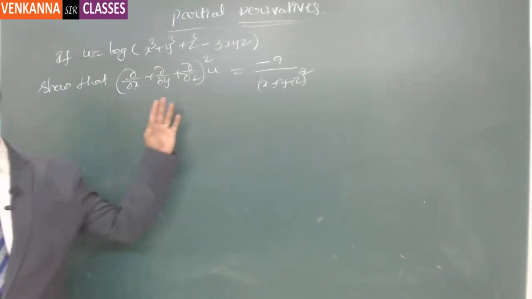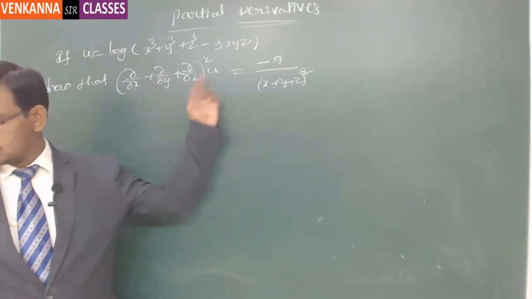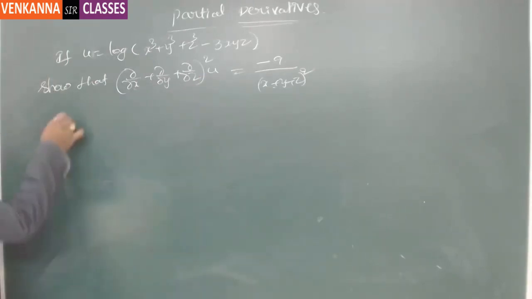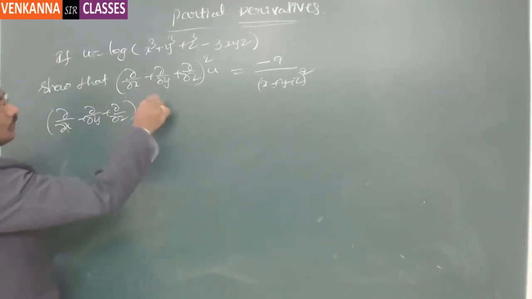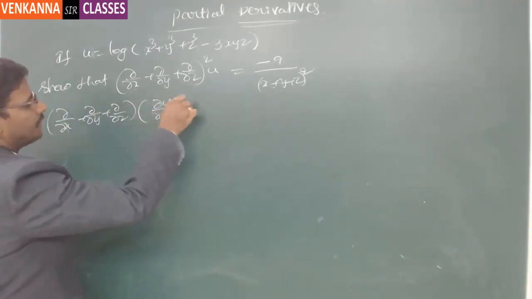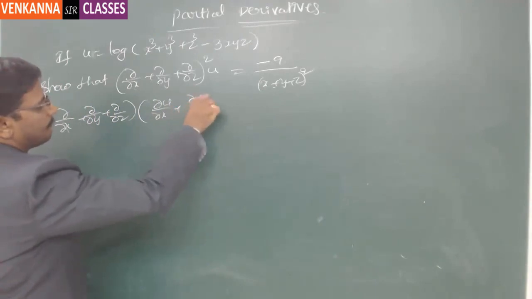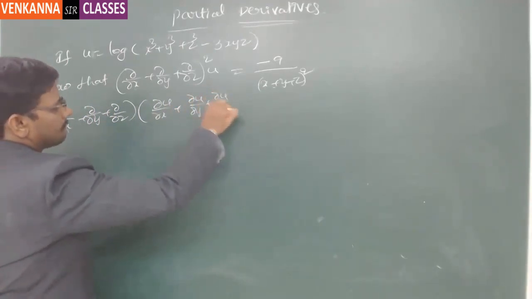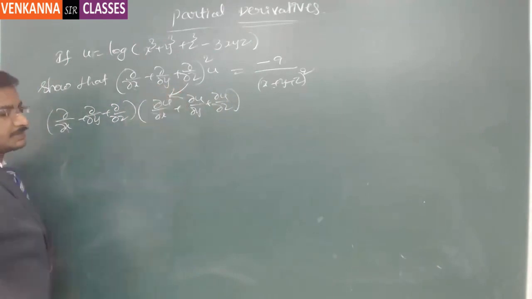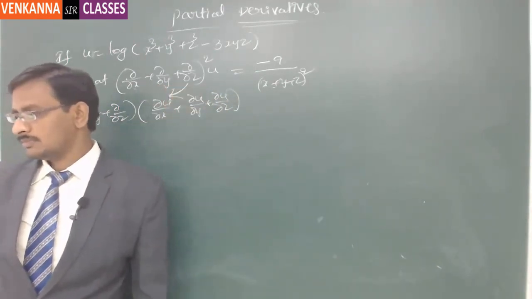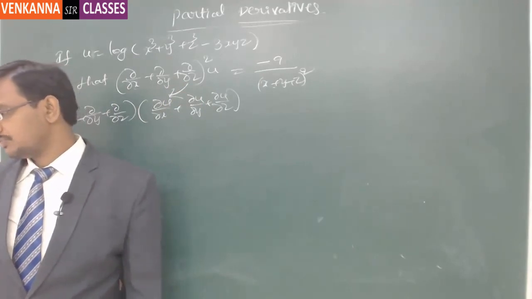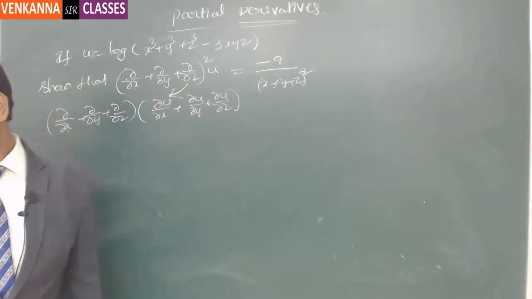So this is (dou by dou x plus dou by dou y plus dou by dou z) whole square. I hope you understood this. This can be further written as (dou by dou x plus dou by dou y plus dou by dou z) of (dou u by dou x plus dou u by dou y plus dou u by dou z). This is a shorter way of writing this. Clear? So can you solve this?